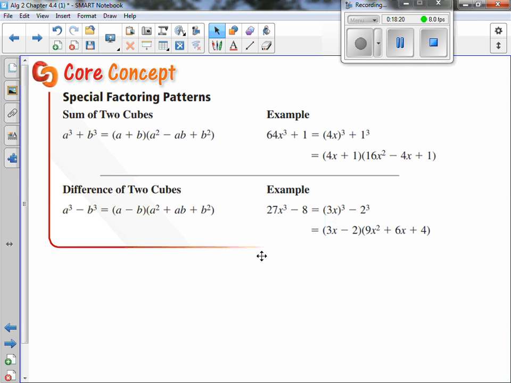We're going to move on to these here, special factors. Sum and difference of perfect cubes. Now, these aren't in your note sheet, so I want you to make sure these are written down in your notes, that a cubed plus b cubed equals parentheses a plus b times a squared minus ab plus b squared. And the difference of two cubes, a cubed minus b cubed, is a minus b times a squared plus ab plus b squared.